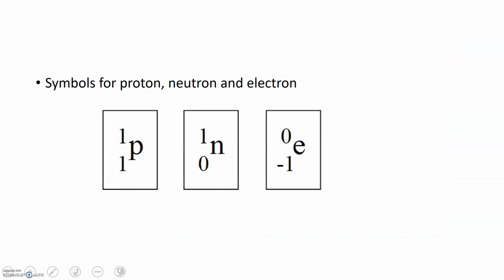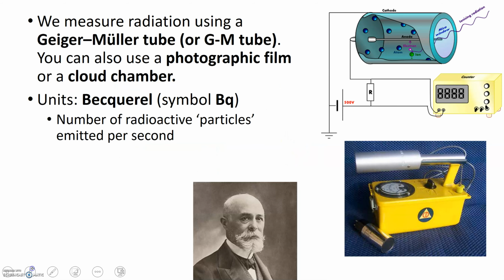Just one for you to make a note of: the symbols for protons, neutrons, and electrons. Sometimes you need to represent them. Protons are 1, 1. Neutrons are 1, 0, because remember, that's the number of protons represented there. And electron, as we know, is 0, minus 1.